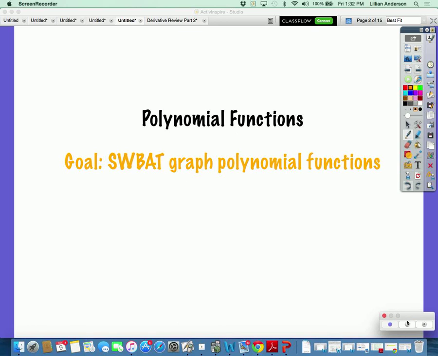Alright, so today we're talking about polynomial functions. The goal today, very simple and short and sweet: you will be able to graph polynomial functions. This is without a calculator. Okay? This is without a calculator.